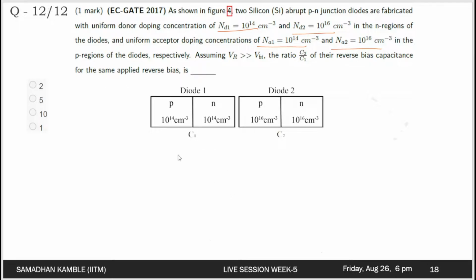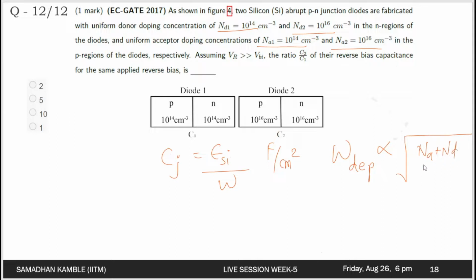Okay, so we know that the junction capacitance is simply the epsilon for the silicon divided by the built-in potential, in terms of farad per centimeter square. Also we know that the depletion width is directly proportional to the square root of Na plus Nd times the product of Na and Nd. You can see it in the recap slide here.